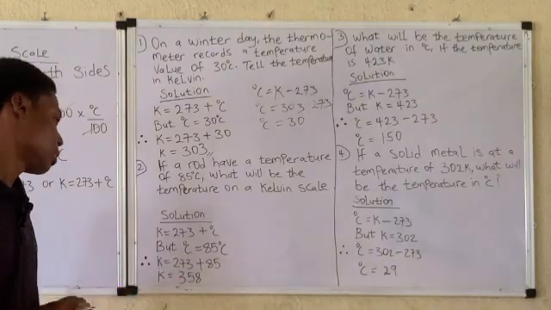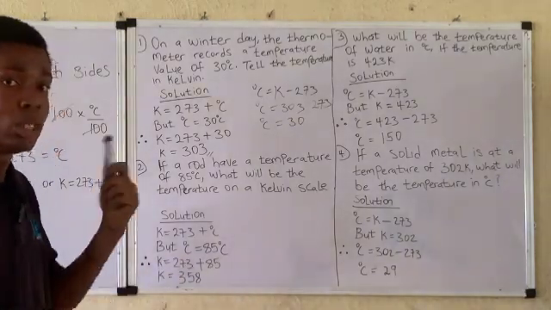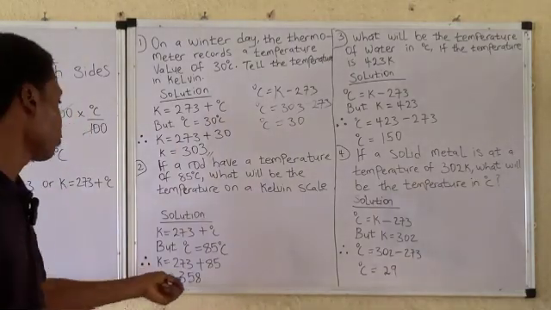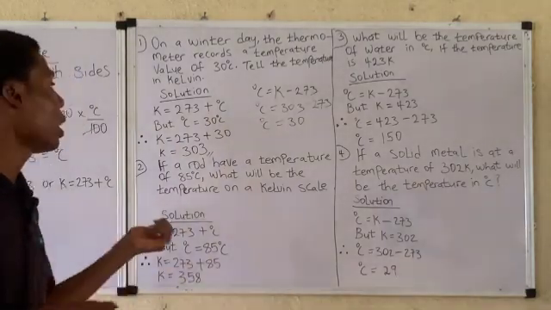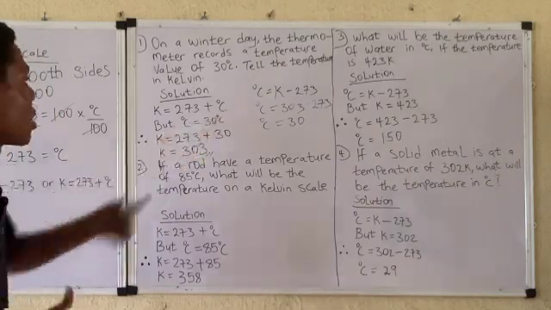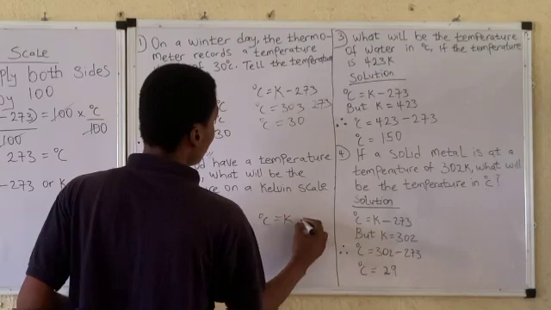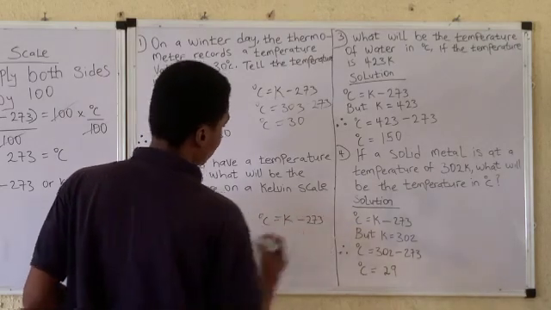We can also convert from this Kelvin back to degrees Celsius as we did in number 1. To convert from Kelvin back to Celsius, the formula we are going to use is still the same: degrees Celsius equal to Kelvin minus 273.